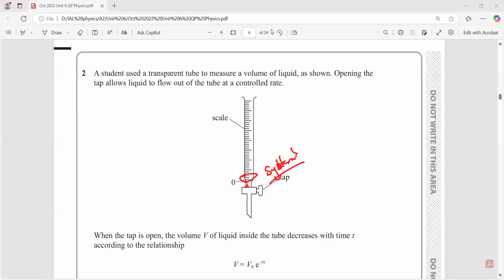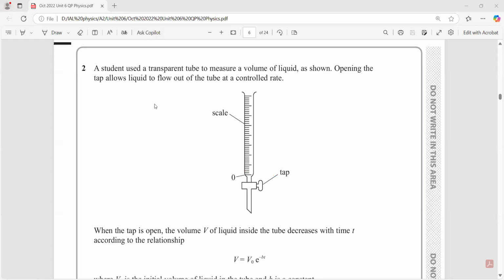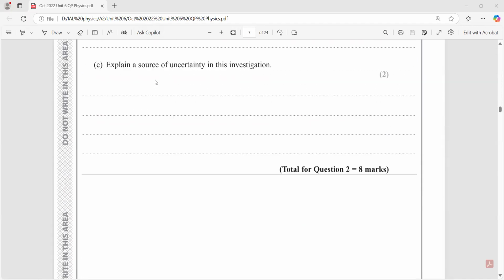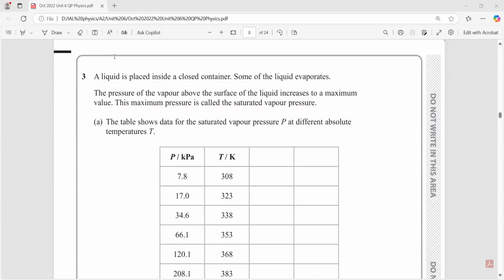So systematic error is when the value remains the same, either shifted above or below the true value.